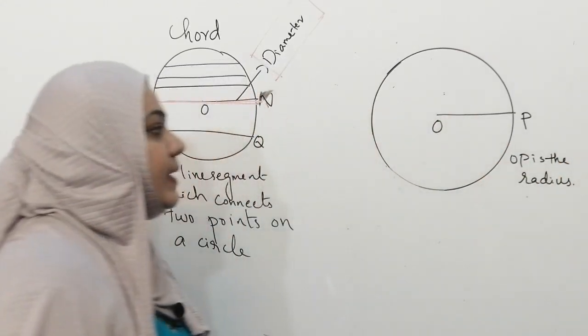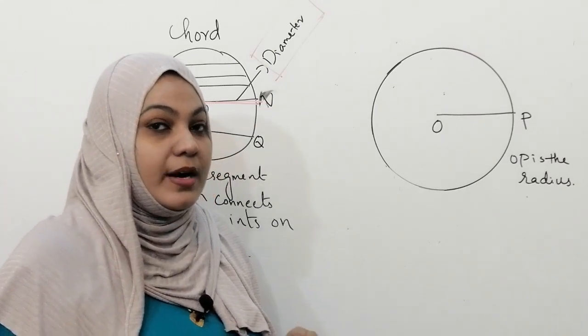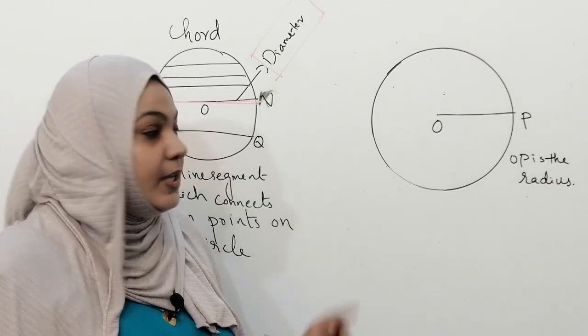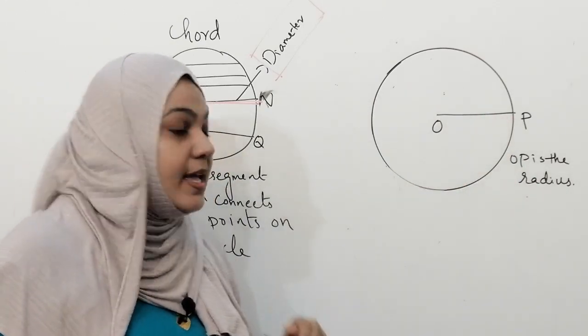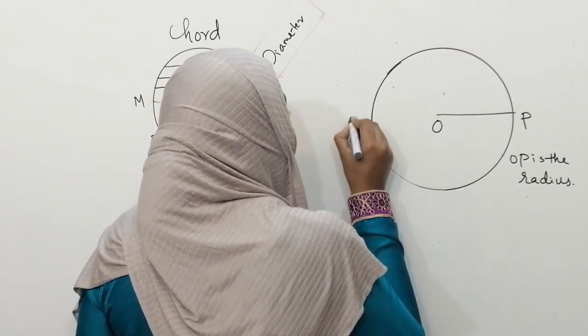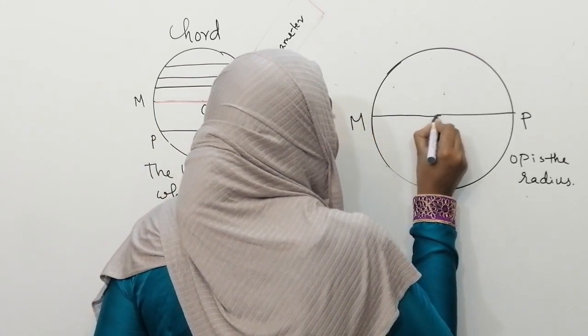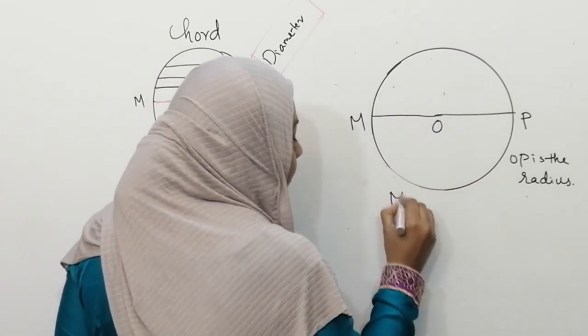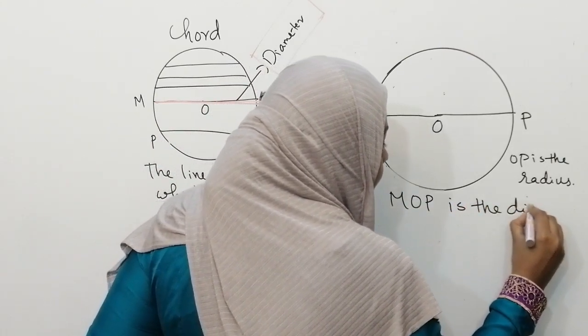OP is the radius. So, what is the definition for diameter? Diameter is a chord which connects 2 points on a circle, but it has to pass through the center of the circle. So, here I am giving a name. I am joining this line. So, here you can see MOP is our diameter.